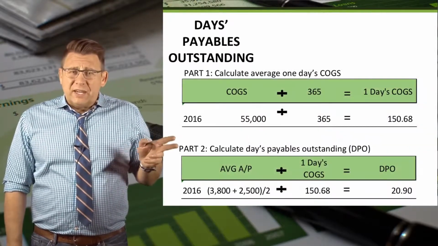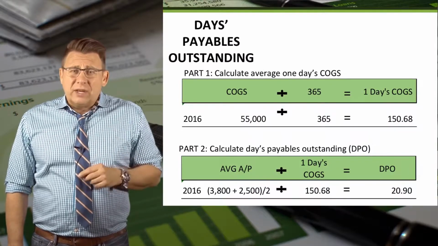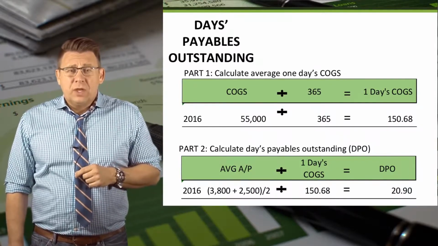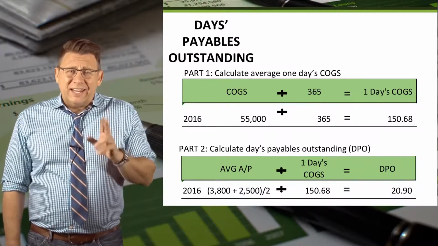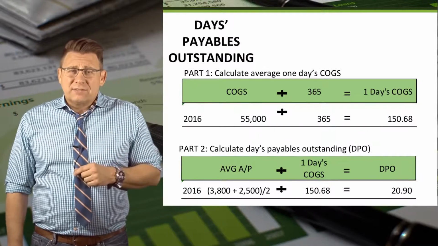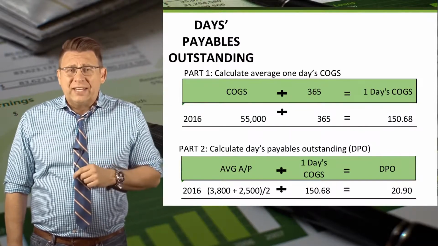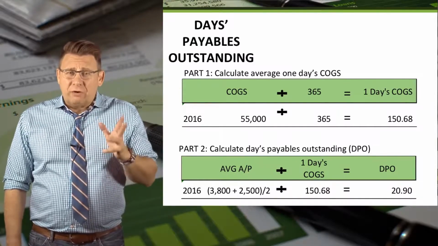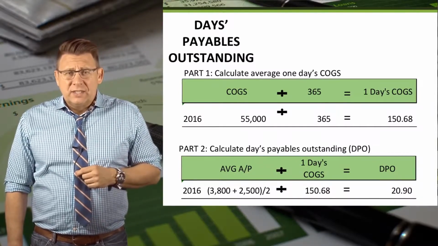For 2016, Part 1 gives us an average 1 day's cost of goods sold of $150.68. In Part 2, we divide the average accounts payable by the 1 day's cost of goods sold to get 20.9 days. On average, we're paying off accounts payable about every 21 days.